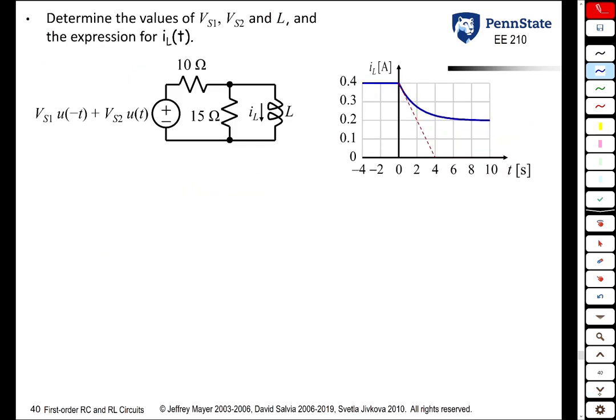In this problem, we're given the response, but we're given an incomplete circuit. So we do not know the value of the inductor in this case. We also do not know the two values of the voltage source. So if you look at the voltage source, if you were to plot this, for t less than 0, it's going to be Vs1. At time 0, Vs1 turns off, and instead we get Vs2, which could be higher or lower. We don't necessarily know yet.